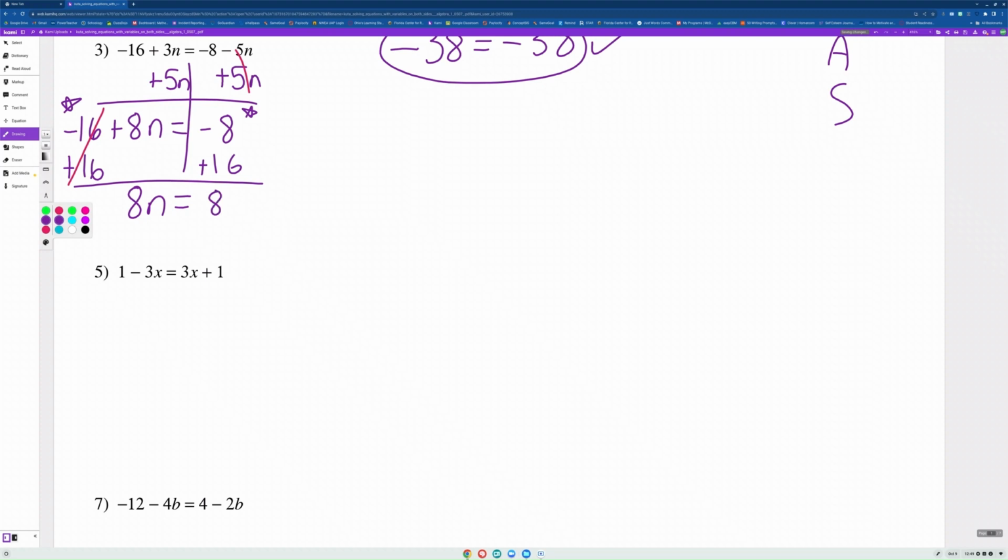So now I'm just going to solve and do my opposite operations. Because we are multiplying, we're going to go ahead and divide. These are going to cancel. And my n is going to equal 1. So if I'm correct, I should be able to plug this in, and then my answers will equal each other. They will be the same. So just rewriting it.